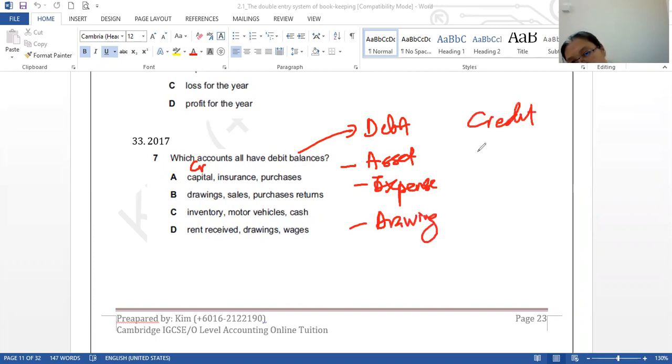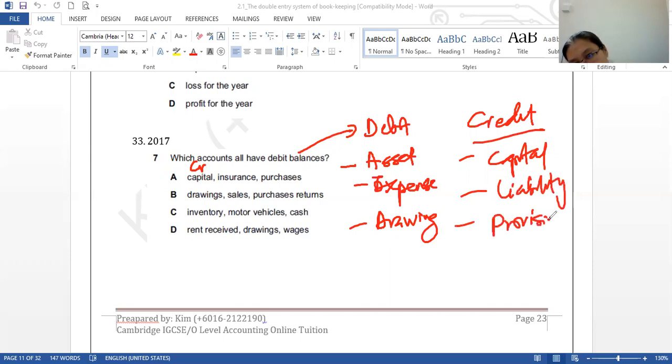Credit, normally you will have capital, liability, provision. So which ones are all debit? This one is credit, so not the answer. Drawing; sales is in the credit because sales is an income or revenue. So it is not inventory, motor vehicle, cash. Yes, this one is in the credit. So the answer should be C.